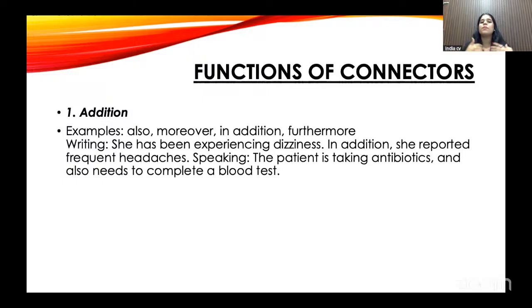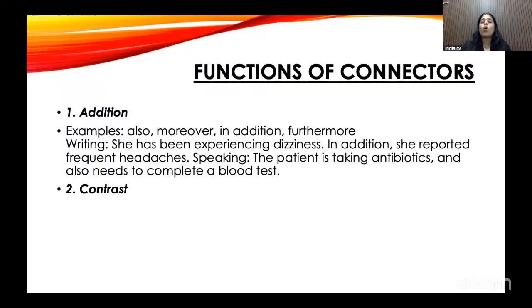So she has been experiencing dizziness. In addition, she reported frequent headaches. So suppose even while speaking, I want to say that the patient is taking antibiotics and also needs to complete a blood test. So when I have information which I feel can be combined, or which shows that I'm adding information together, I can use these connectors.